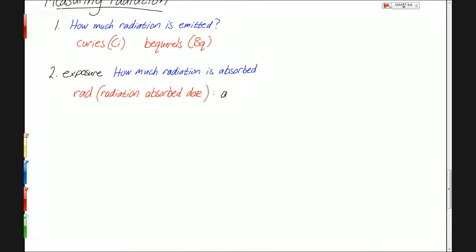And the rad tells us the amount of radiation absorbed by 1 gram of stuff. Whatever it is, a gram of it, how much radiation is absorbed. So could be some wood, could be your finger, could be a person, could be an animal, whatever. Per gram, how much radiation is absorbed.